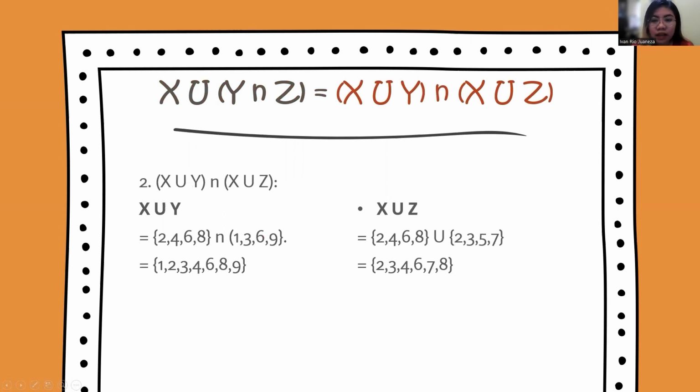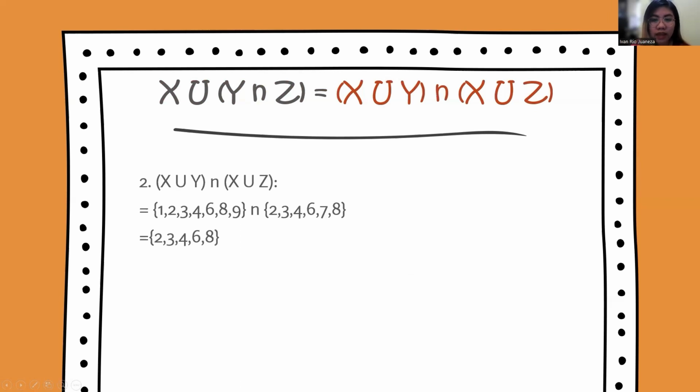Now, let's find (X union Y) intersect (X union Z). X union Y refers to the union of sets X and Y, which means we consider all the elements that are present in either set. So in this case, X union Y is equal to 1, 2, 3, 4, 6, and 9. And also, X union Z refers to the union of sets X and Z, which means we consider all the elements that are present in either set. In this case, we have 2, 3, 4, 6, 7, and 8.